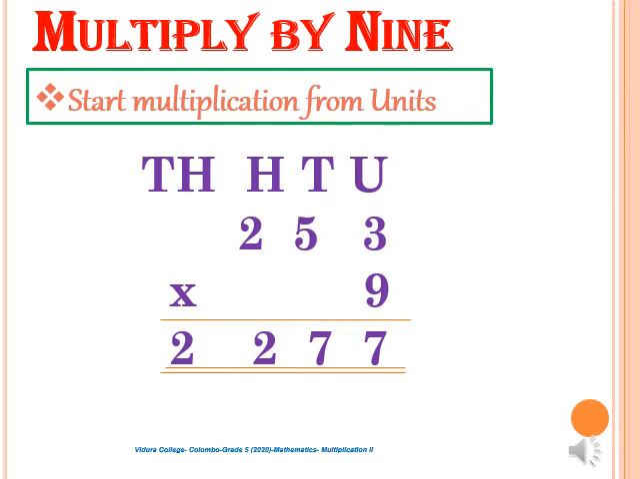Place your answer in the tens column. Then move on to the hundreds column. 9 times 2. Likewise, you have to gradually do your multiplication and place the digits in the correct place values.